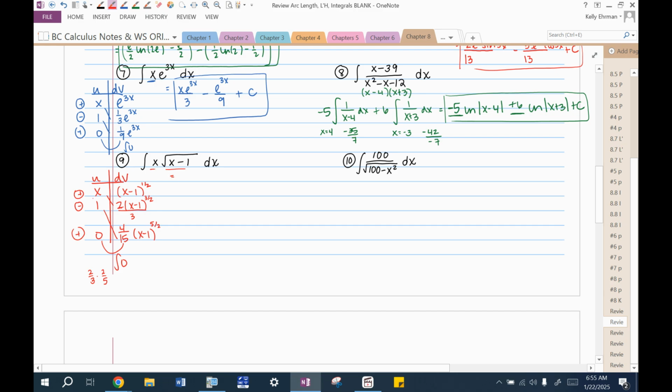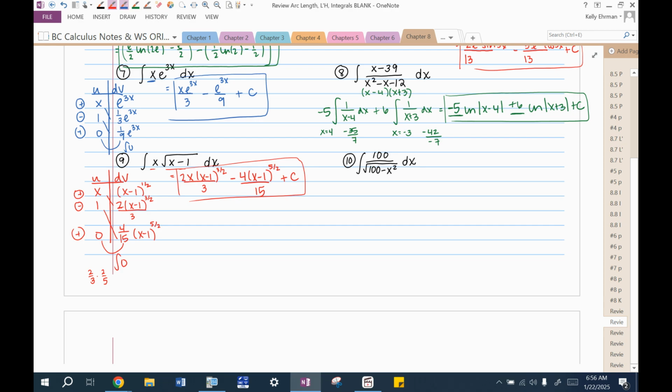So this is going to be, what do we have on top? We have a 2, we have an x minus 1 to the 3/2. Only thing in the denominator is a 3. And there's a minus here. We have a 4, x minus 1 to the 5/2 over 15. And there's no final integral, there's just plus 0, so this is going to be plus c.